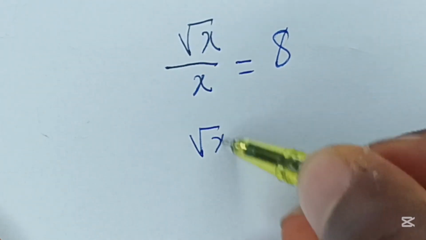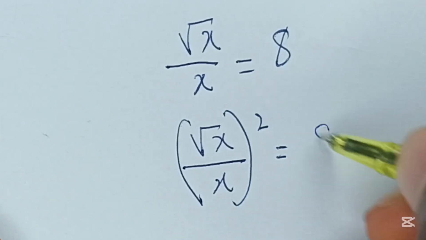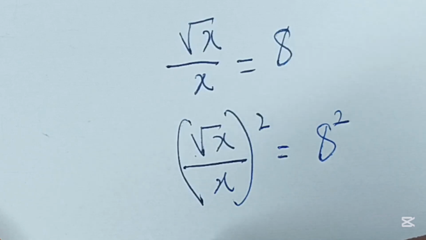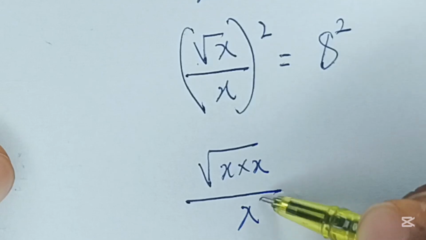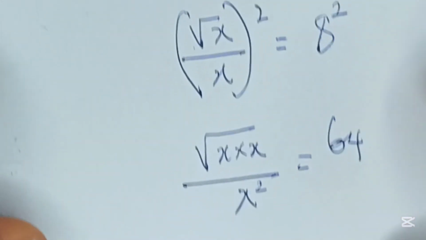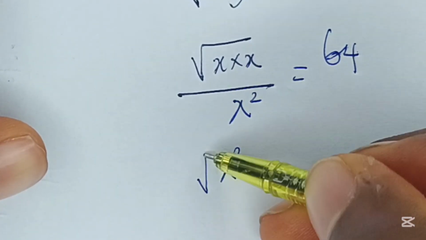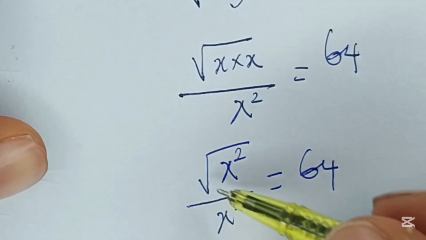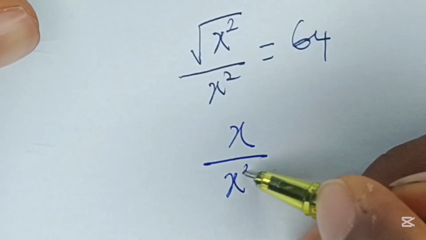So we have root of x over x, all squared, to be equal to 8 squared. Alright, now root of x squared is equal to root of x times x, all over x squared, to be equal to 8 squared, which is 64. And this becomes equal to root of x times x, which is x squared, all over x squared, to be equal to 64. Root of x squared is x, so we have x all over x squared to be equal to 64.